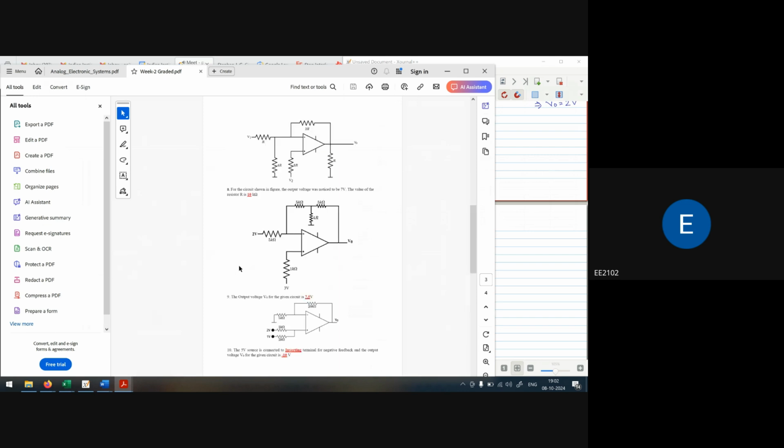You are asking about this one. Yes, sir, finding the R value. Here, I think 4R comes to be 10K, so R should be 2.5K.